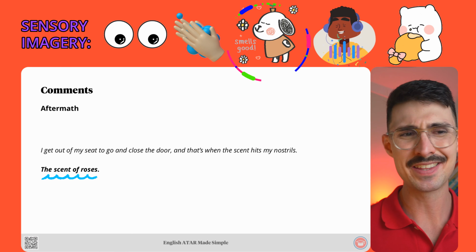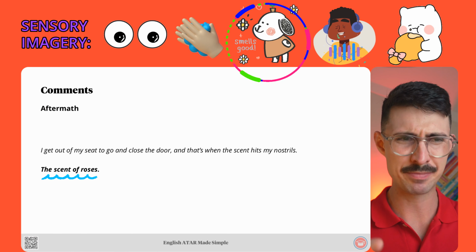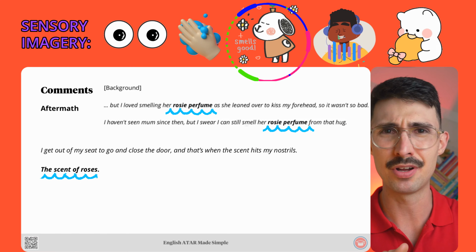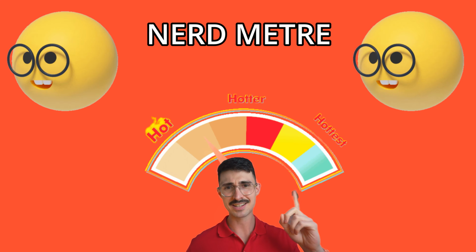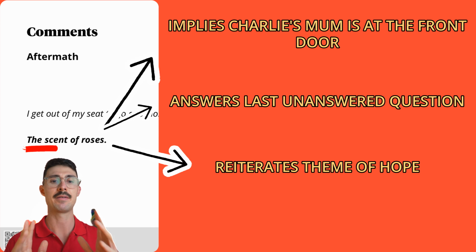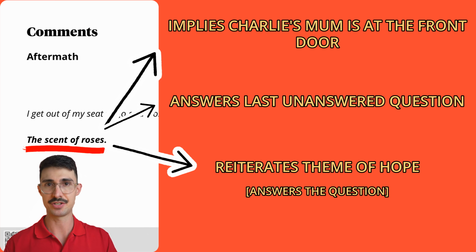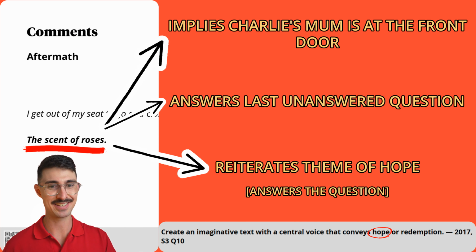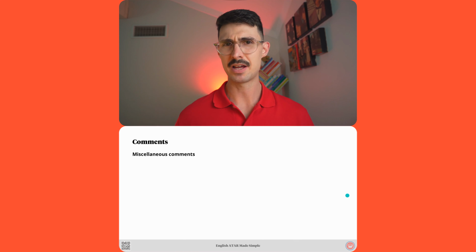Notice how this specific instance of gustatory imagery was foreshadowed throughout the plot to foreshadow its ending. That's up there. Reiterating the theme of hope also reminds the marker that I am answering a central part of the question, which is a central voice that conveys hope. That is the aftermath element of the resolution.